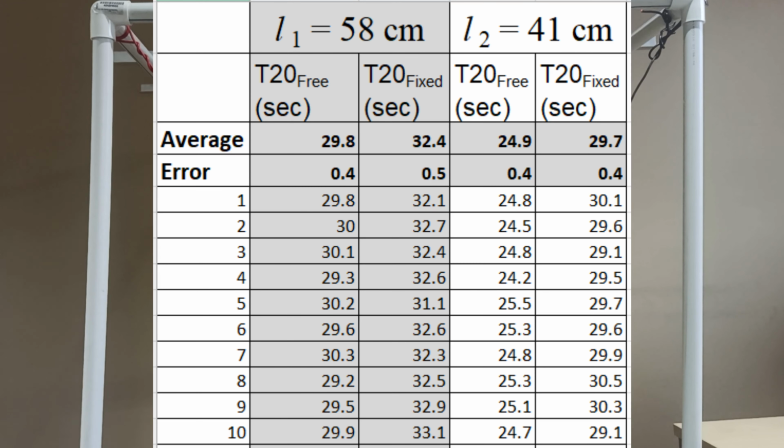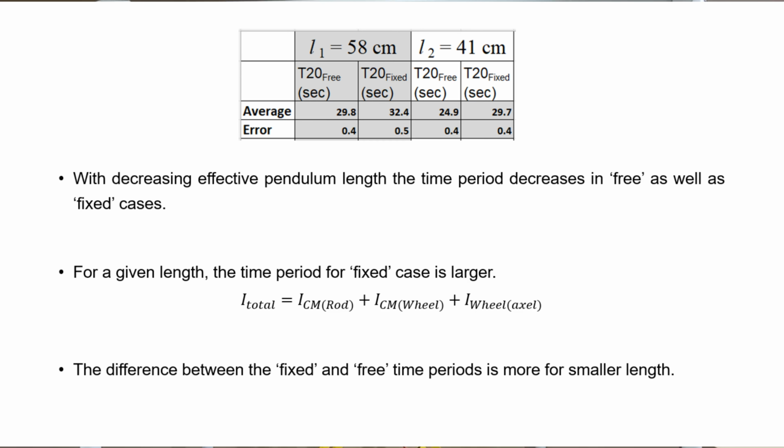After doing all these experiments, we can conclude the following. With decreasing effective pendulum length, the time period decreases in the free as well as in the fixed case. We can see that for 58 centimeter in free oscillations, we had 29.8 seconds. On the other hand, for 41 centimeter for free oscillations, it took a lesser 24.9 seconds. Similarly, in the fixed case, for 58 centimeter length, it took 32.4 seconds. On the other hand, for 41 centimeter, it took 29.7 seconds.